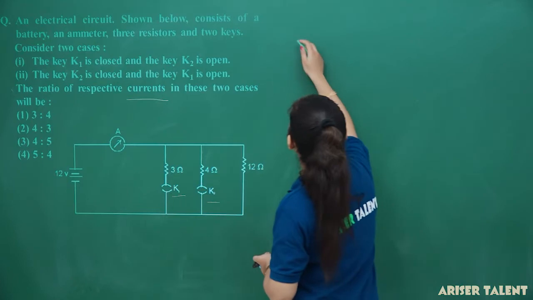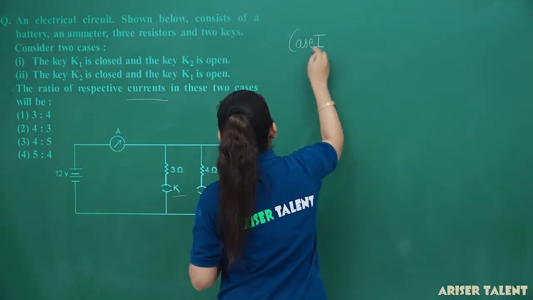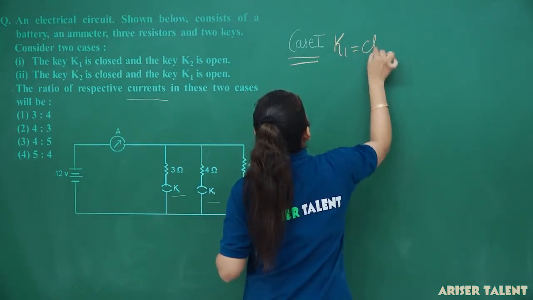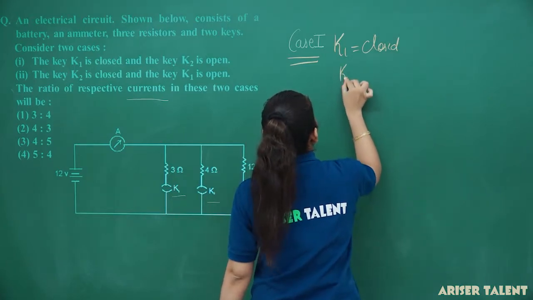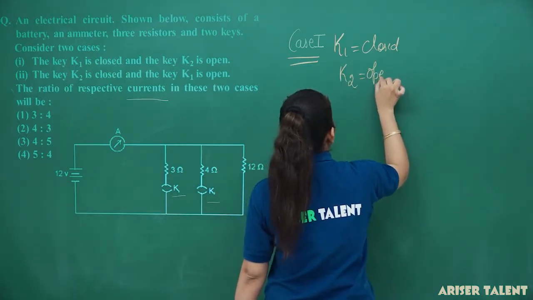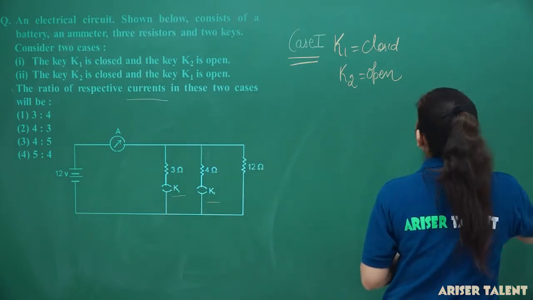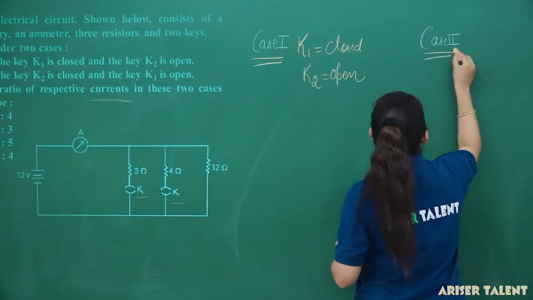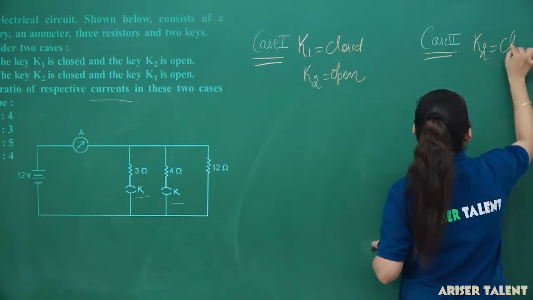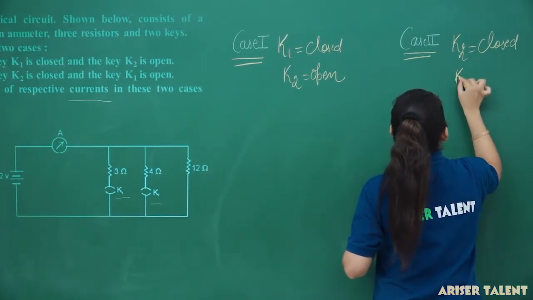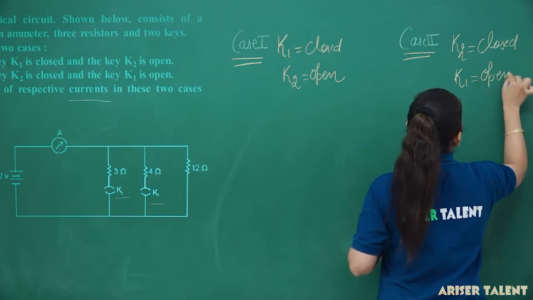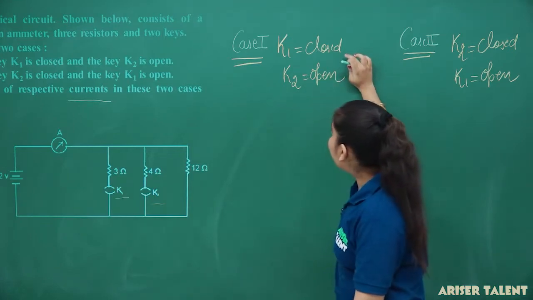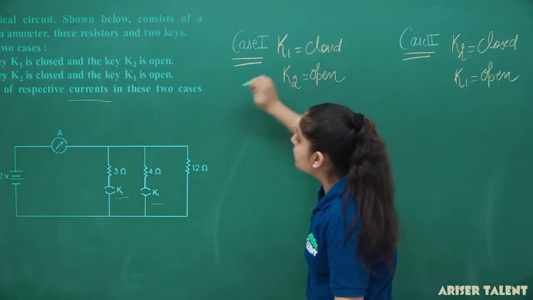So, let us assume that our case number 1, what are the conditions in case 1? K1 is closed and K2 is open. What is given in case number 2? K2 is closed and K1 is open.